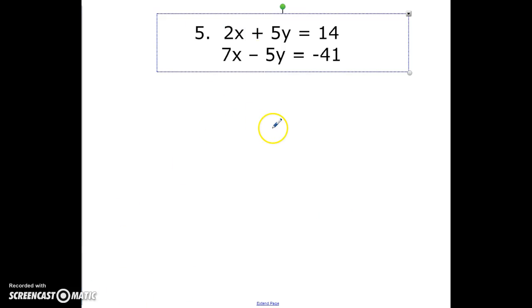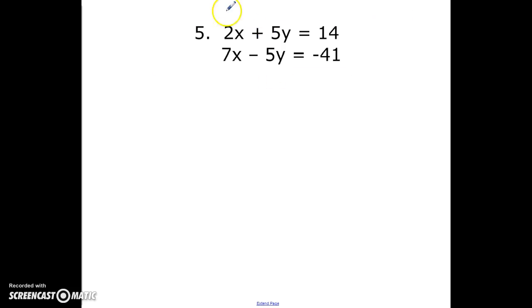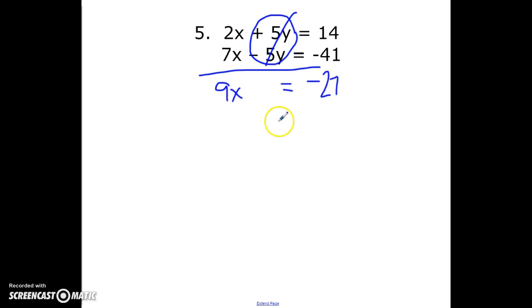Number 5. Two standard forms. I have a same coefficient with opposite signs, so these are going to automatically cancel out. And then that gives me 9x equals 14 minus 41, negative 27. Divide both sides by 9, x equals negative 3.